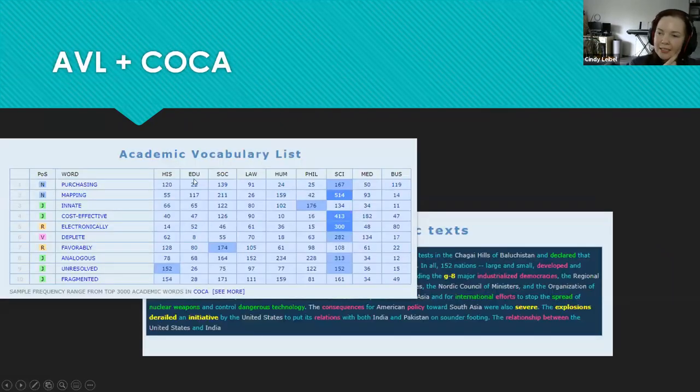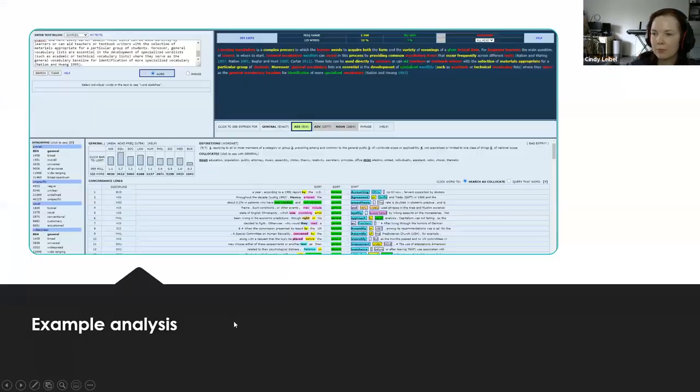COCA also has an AVL-COCA combination where you can punch in text, and you've probably already seen this with the AWL. It gives you a readout of the words that are included and what field they're more likely to be used in. So we can see that "mapping" is more likely to be used in science and electronically. If you analyze a text, this is what it looks like to you as a reader or teacher.